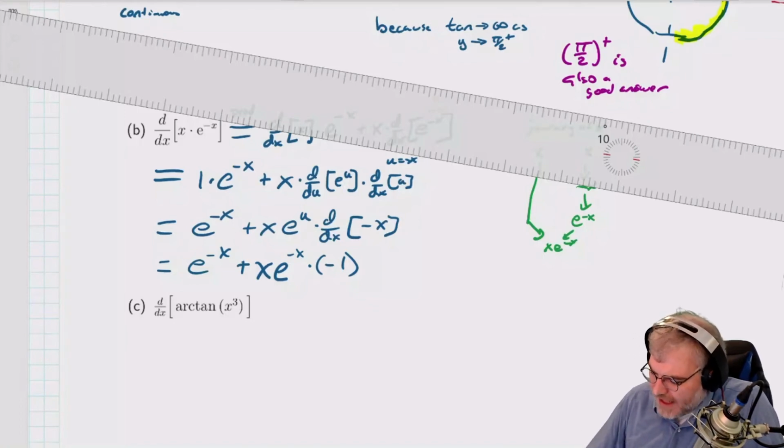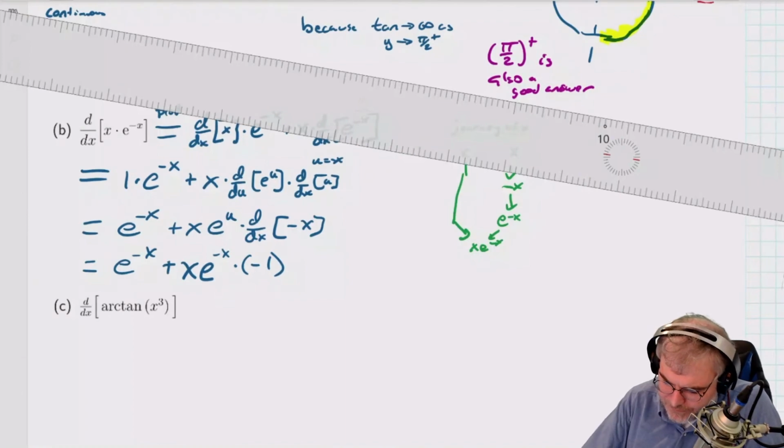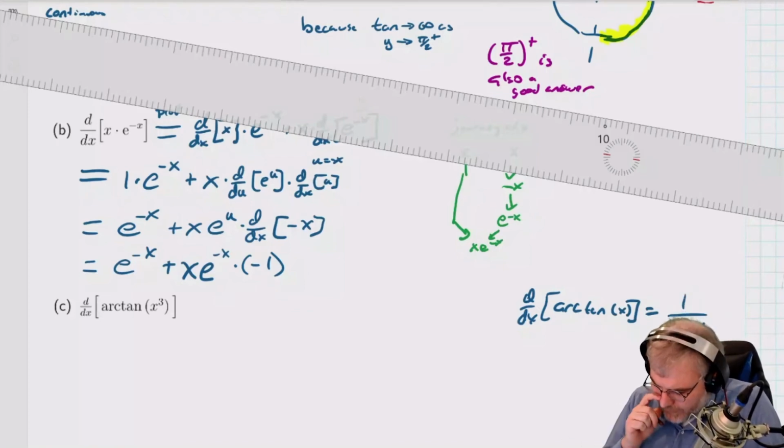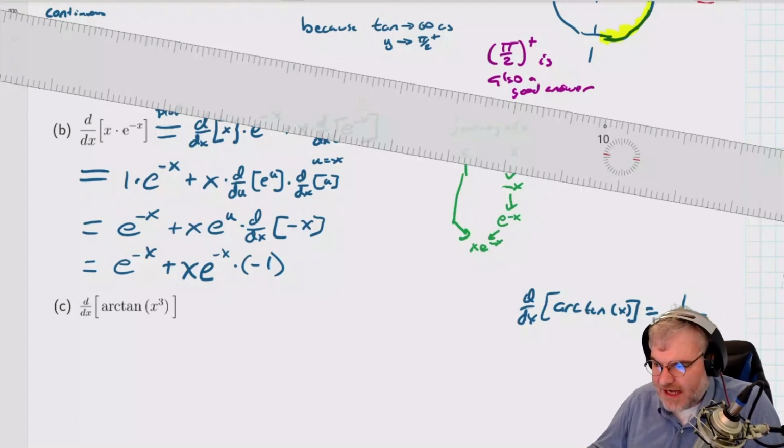All right, so this last one, which is more information than you wanted to know. I'm going to write over to the side here that the d over dx of arctan of x equals 1 over x squared plus 1, or 1 plus x squared. I'm just going to write that over to the side.